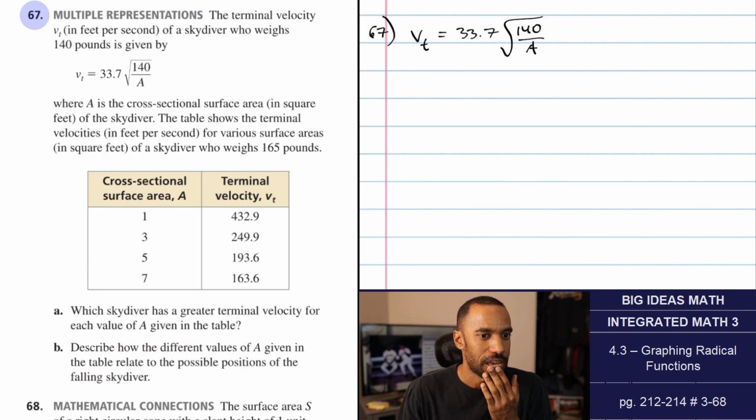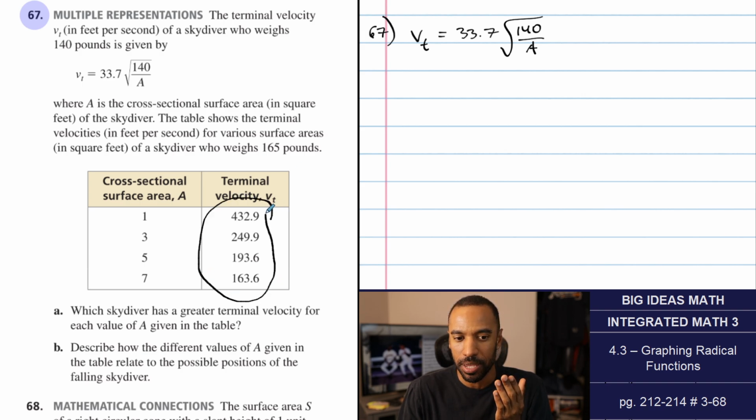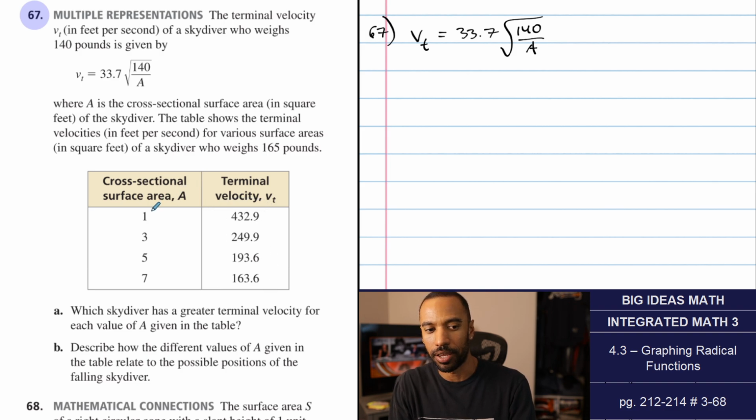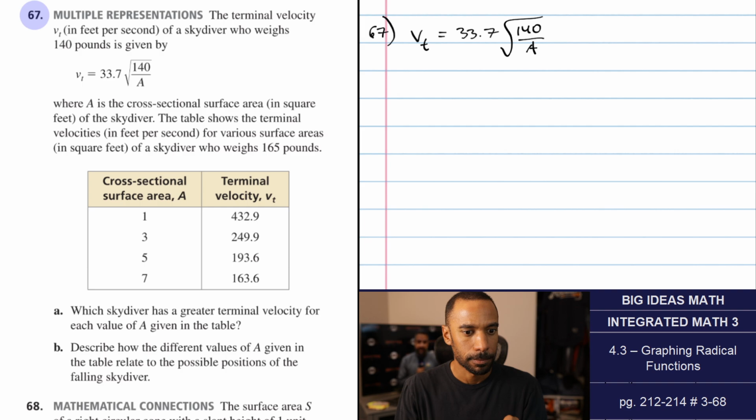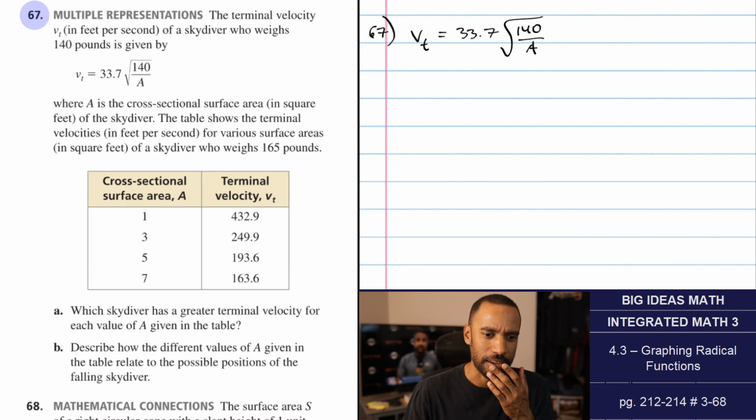So, timeout. Are they already computing these for me? Do I not have to plug in? So I don't have to plug in these values here because they're already computed. I believe they're saying it. So which skydiver has a greater terminal velocity for each value of A? Or do I divide those things by A again? I'm trying to now make sense of this here. Which skydiver? Oh my gosh, I'm confused.